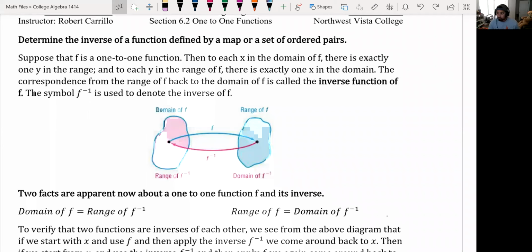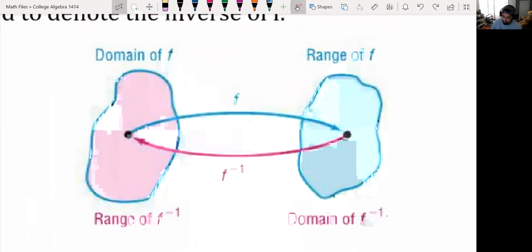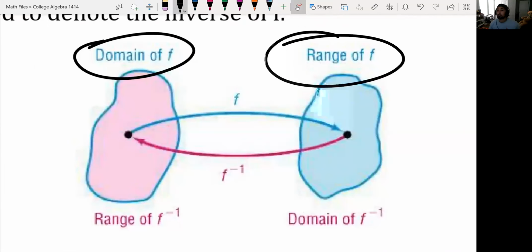Okay. So now we're going to get into the important definition of what it means to be an inverse. It's really cool. Okay. So suppose that f is a one-to-one function. Then to each x in the domain of f, there is exactly one y in the range. So let's see what that's talking about, right? So look at my blobs down here. And we only focus on these parts for right now.